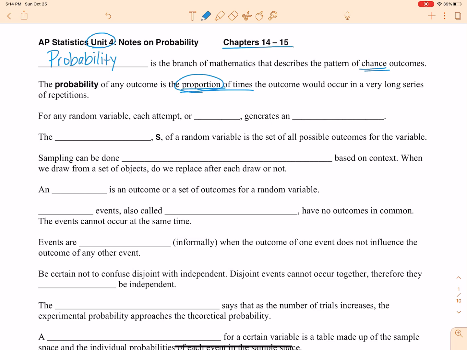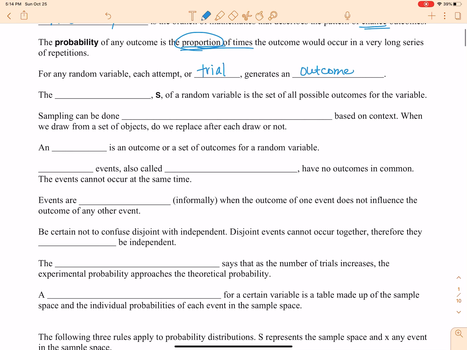Okay, so for any random variable, each attempt or trial is going to generate an outcome of some kind. And we're already familiar with these words and this verbiage because we've talked about simulations. So yes, there is a connection there. So the sample space, also known as just a capital S of a random variable, is your set of all possible outcomes for the variable. In other words, if I were to flip a coin, my sample space would be, it can either land on heads or tails. So my sample space would have two outcomes to consider.